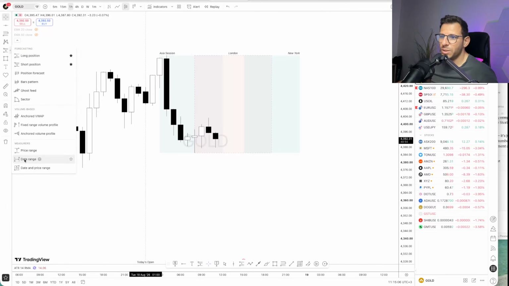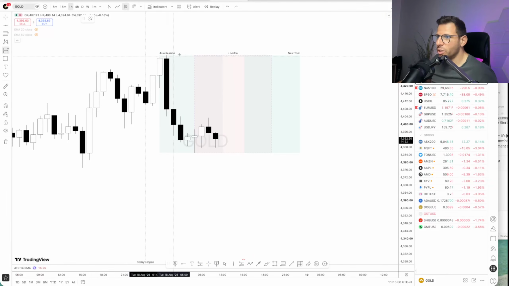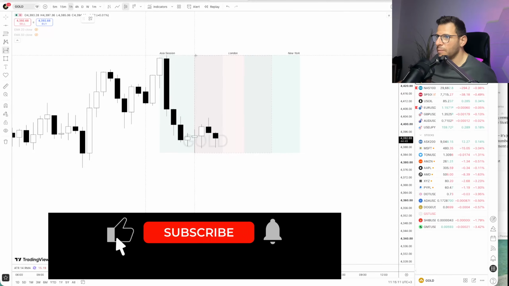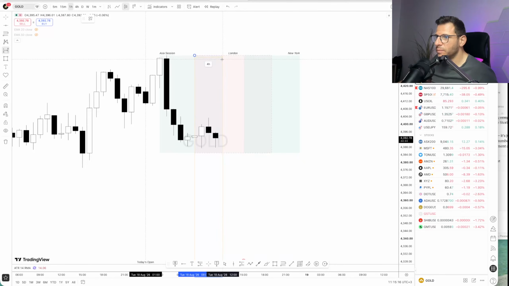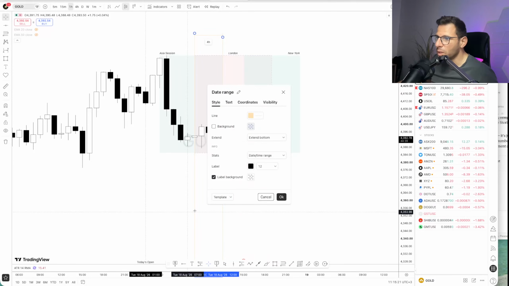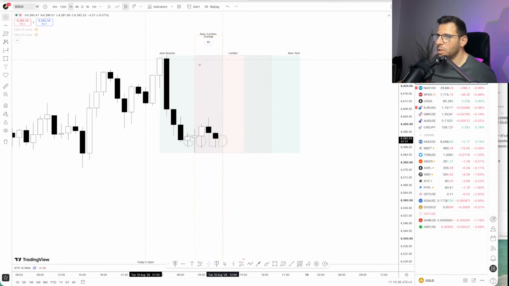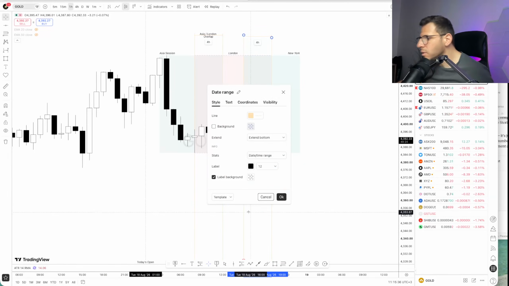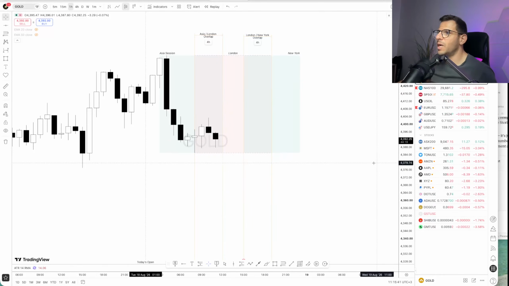Another thing I do is I'll show you the date range. I want to mark the Asian-London overlap and also the New York and London overlap. Why do that? Because visually it is much easier.